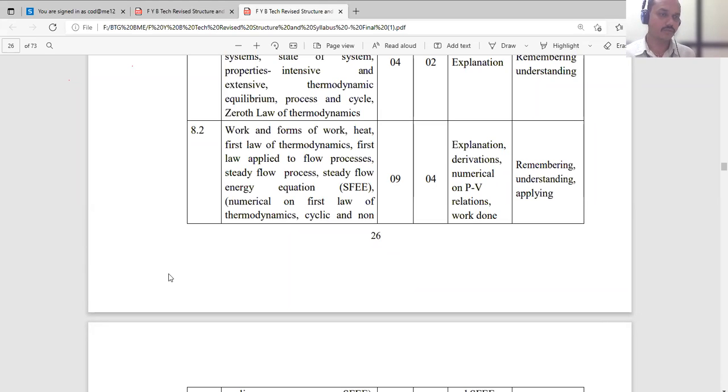Anisha has also given one answer. If two systems are each in thermal equilibrium with the third system, they are also in thermal equilibrium with each other. Correct. Work and forms of work, comma, heat, comma, first law of thermodynamics. First law of thermodynamics, comma.